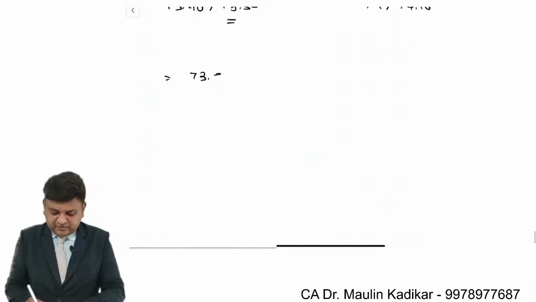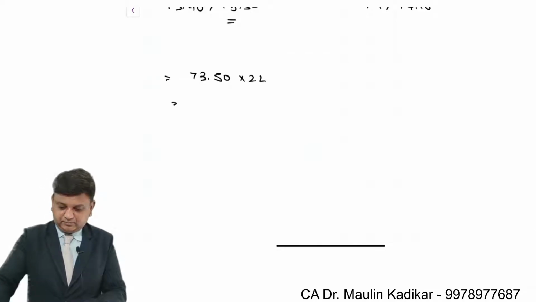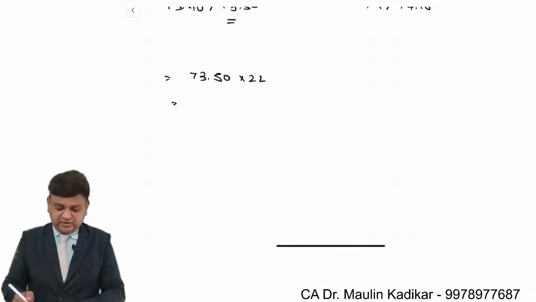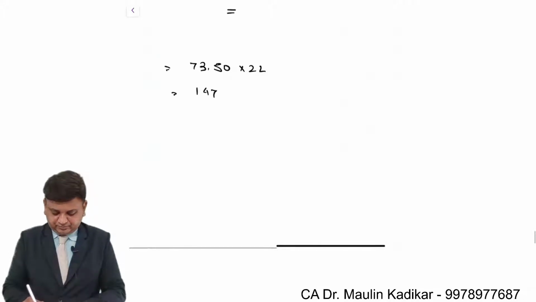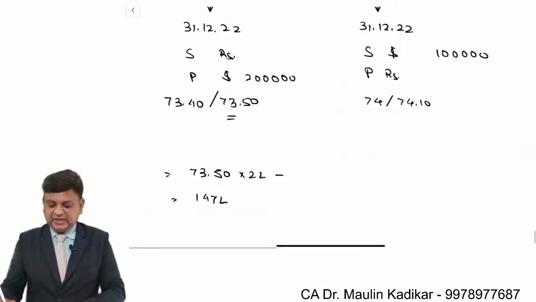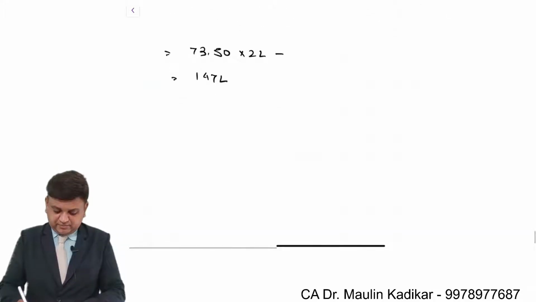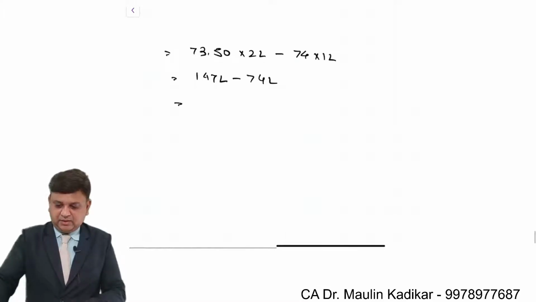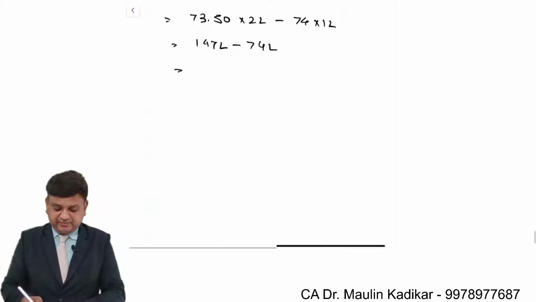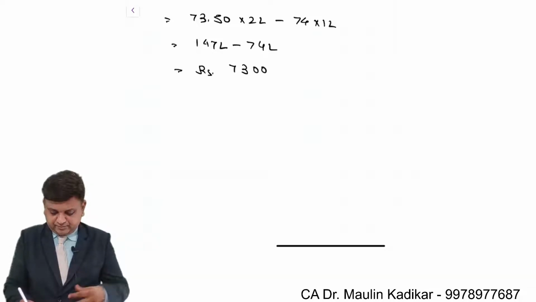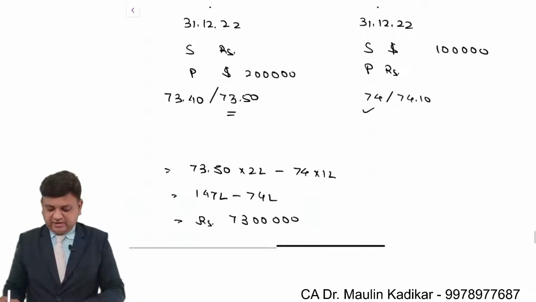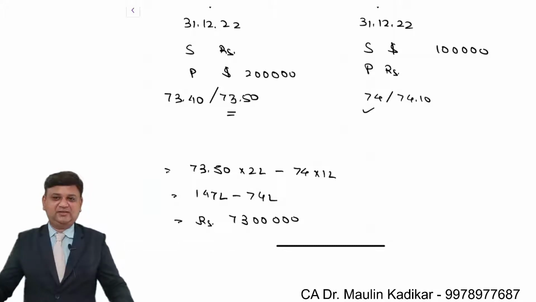So 73.5 rupees per dollar into 2 lakhs. That is 147 lakhs. And then sell dollar, purchase rupees, you will get less amount of rupees, that is 74. So 74 is deducted. So the net payment is 73 lakhs. This is the way we'll have the payment of 73 lakhs.